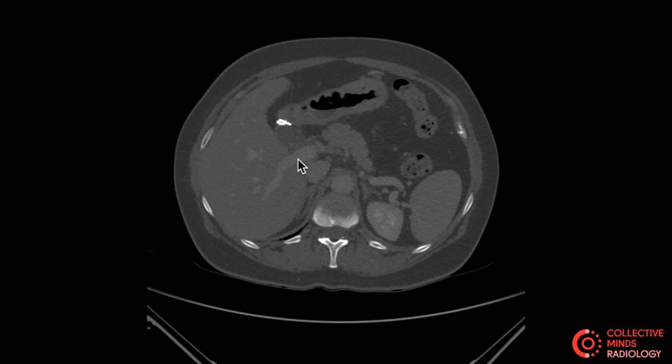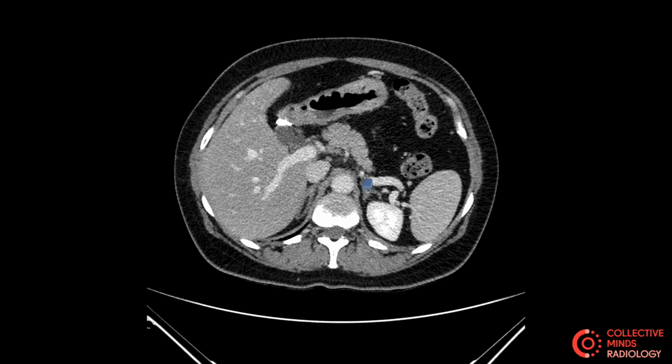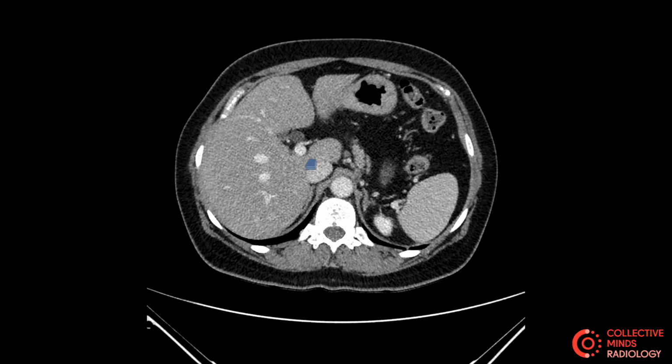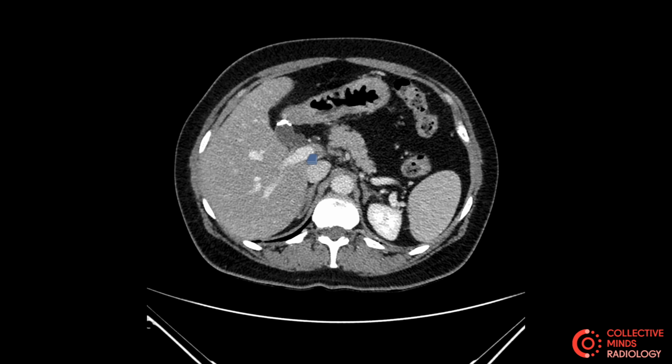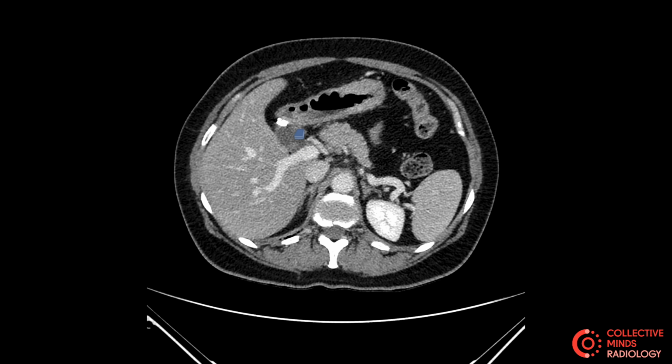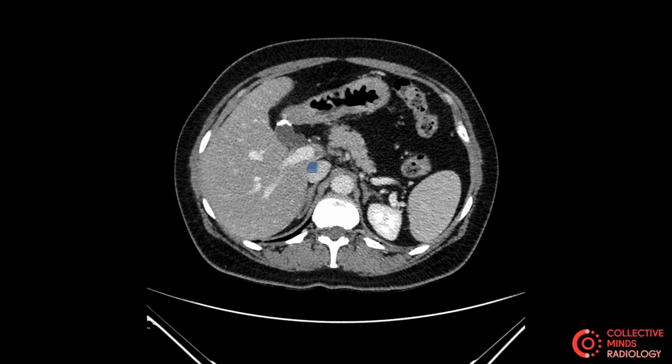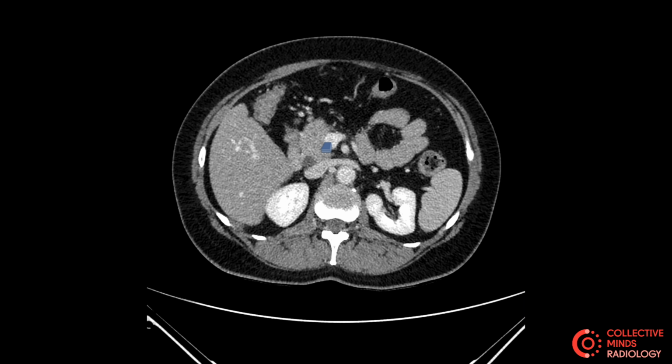So what we can do is go to the bone windows and actually see that it is very, very linear and very, very bright. Not many things can be so linear and so bright other than surgical clips. So this patient has likely had previous gallbladder surgery, and this structure here that you may have thought was the gallbladder is not. It's actually the CBD, which can get a little bit dilated once you've had a gallbladder removed.